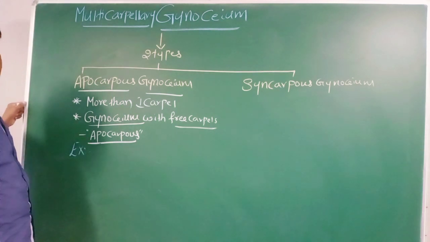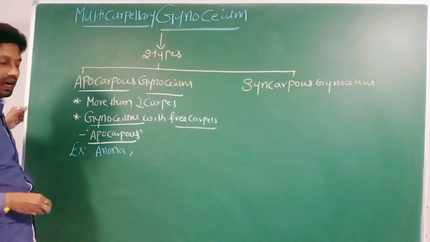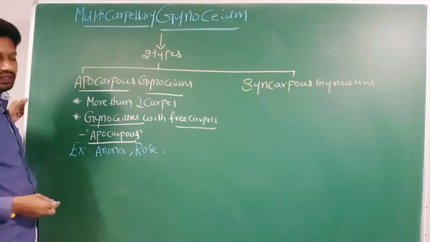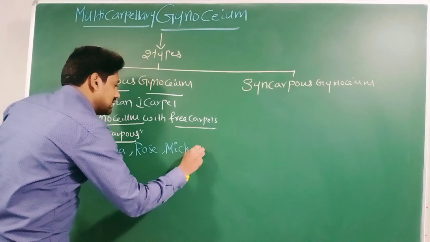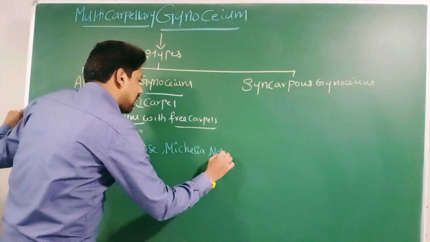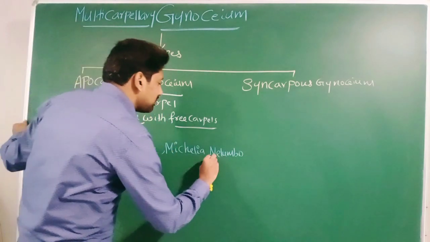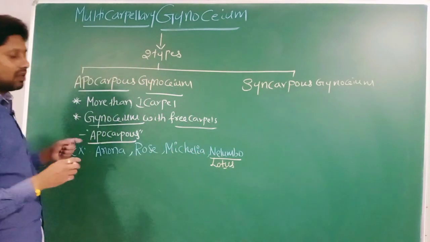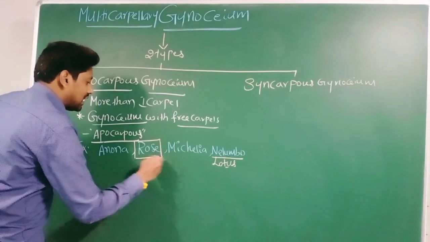Sir, what are the examples for Apocarpous Gynecium? Number 1, Annona. Second one is Rose. Third one is Michelia. And the next one is Nelumbo. Nelumbo nucifera means what, sir? Lotus.